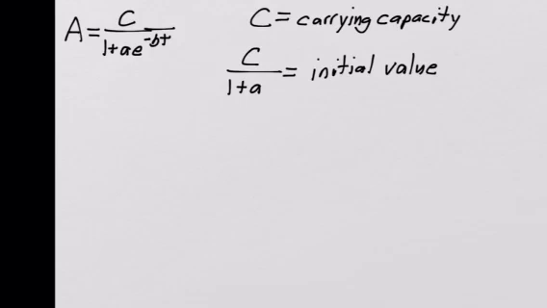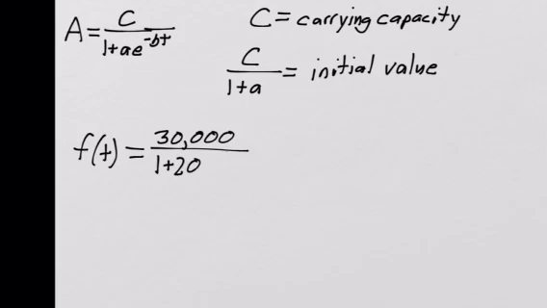So we might get something like this. So a model that looks like f of t is equal to 30,000 divided by 1 plus 20 e to the minus 1.5 t.